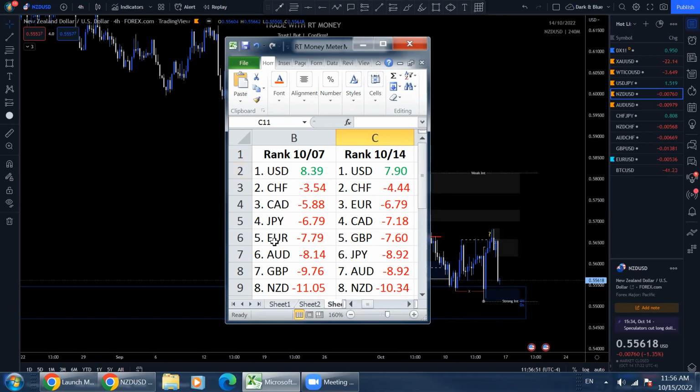But it indicates that after a strong push up, there is a loss of momentum. After a strong push down, there's a loss of momentum, which means there's potential for a pullback in both of these. Near-term weakness for the US dollar, strength in the New Zealand dollar. But I'm saying near term because I think it's going to be temporary, maybe a couple of days, and then we'll resume the downward trend for the New Zealand dollar and the upward trend for the US dollar.